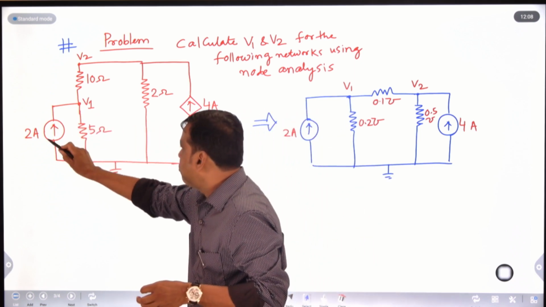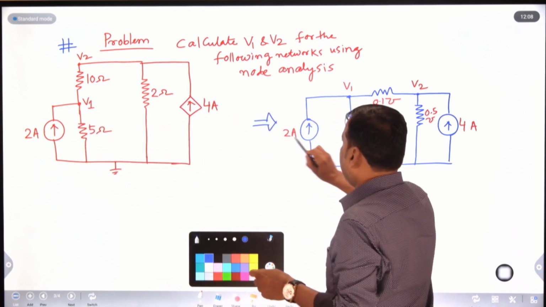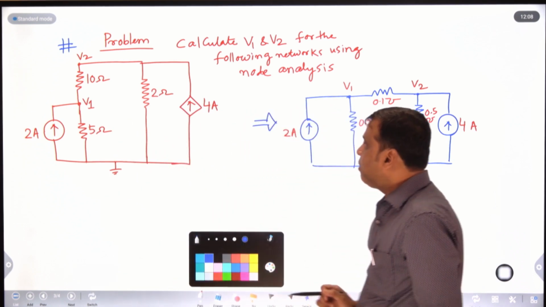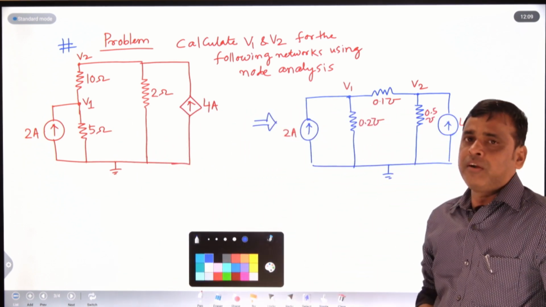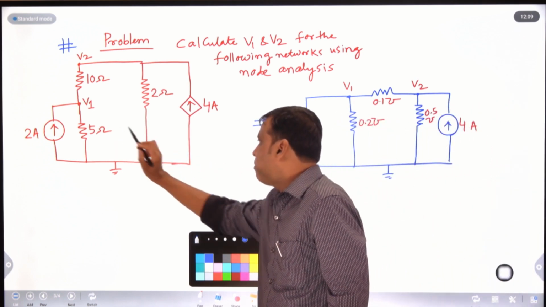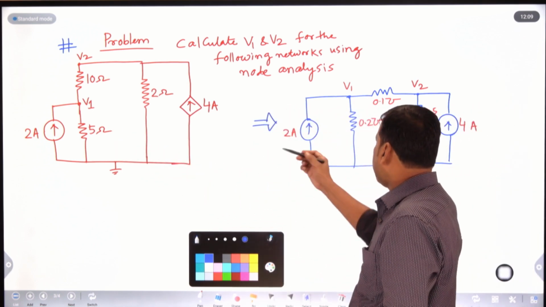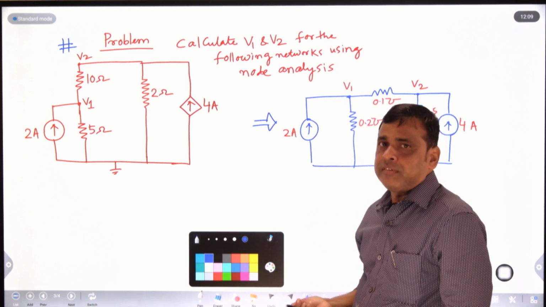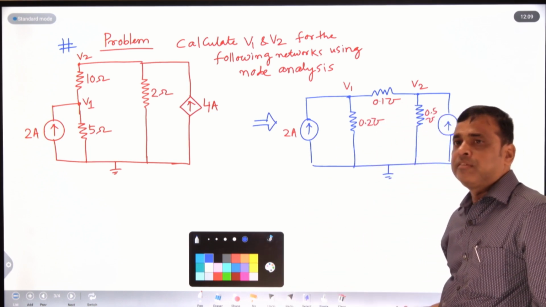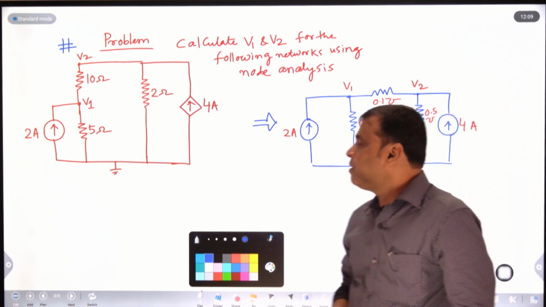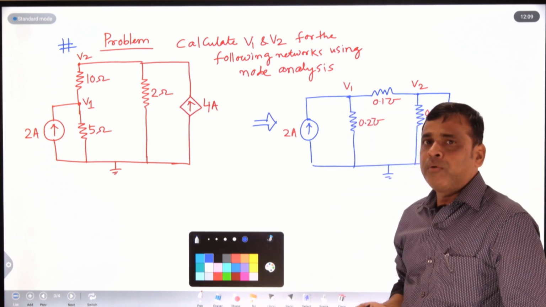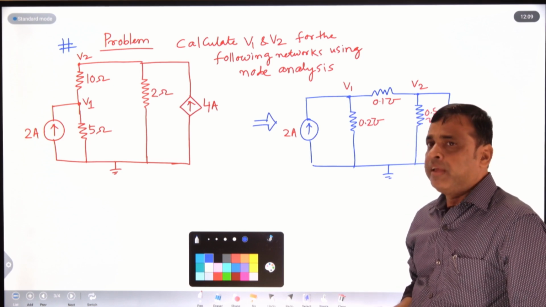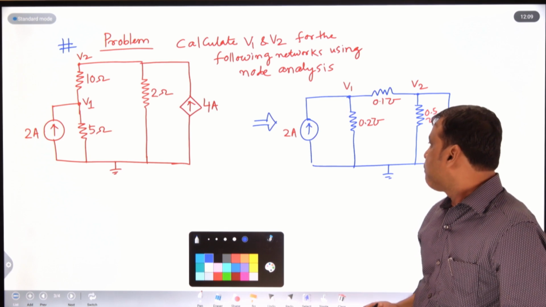At V1 there is a 2 ampere source and 5 ohm, and I have converted the resistance into conductance. Already I told you the reciprocal of resistance is conductance. If there is a resistance of 5 ohm, converted into conductance it is 1 by 5, that is 0.2 mho. Reciprocal of resistance is conductance. Reciprocal of reactance is susceptance. Reciprocal of impedance is admittance. Y equals 1 by Z, G equals 1 by R, and 1 by X equals susceptance.